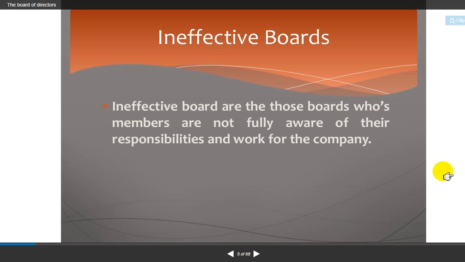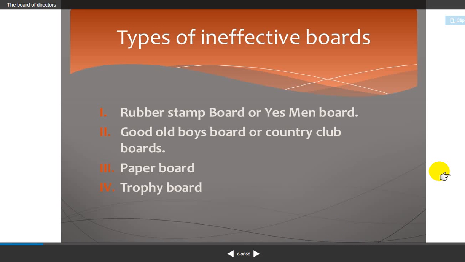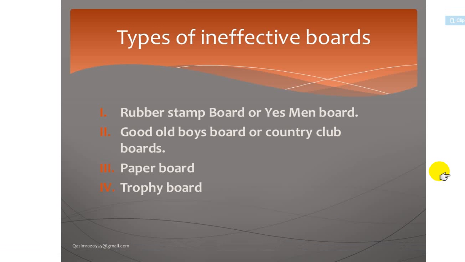Next we have the types of ineffective boards: the rubber stamp board, the main board, the good old boys board or country club board, the paper board, and the tariffy board. We will discuss these one by one.